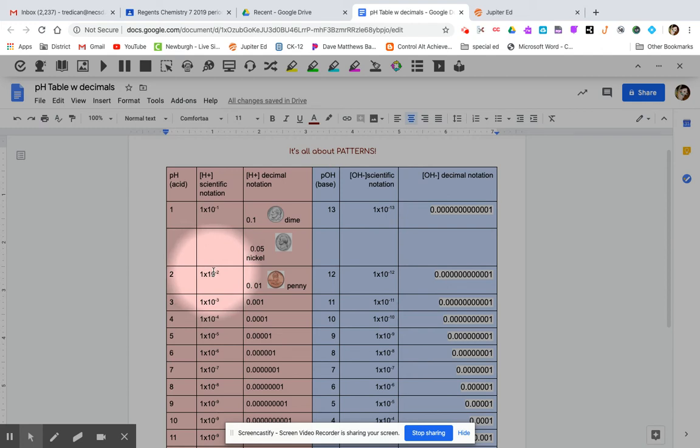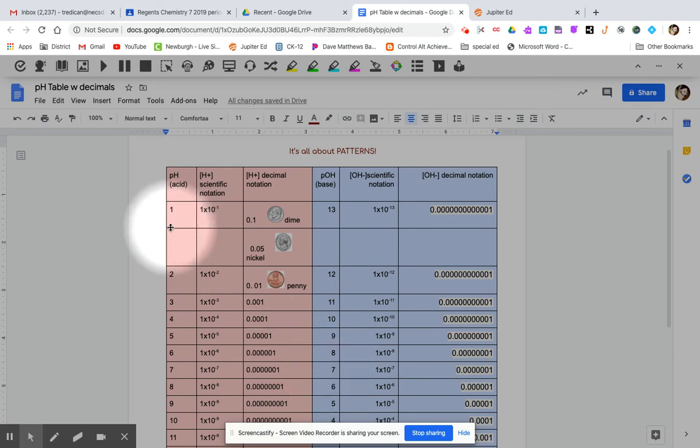Another pattern you should have learned is that there's a relationship between pH and pOH. They have to add up to 14. So let's look. If the pH is 1, the pOH is 13. 1 plus 13 make 14. That checks out. Try one more. Go down here to pH 7. pH 7, the pOH is also 7. 7 and 7 make 14. It checks out.